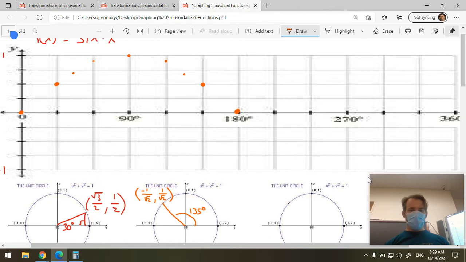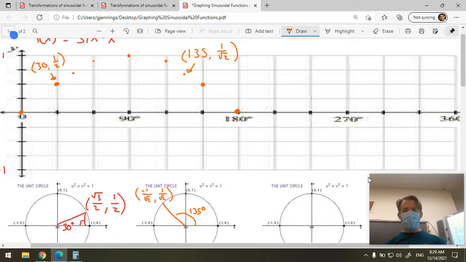You can even label this point here as in the x, it's 135, and in the y, it's 1 over root 2. So this is the point 135, 1 over root 2. That's that point right there. You could label this point as well if you wanted, 30 degrees and 1/2. So that's the point 30 and 1/2 right there. And then we can connect those to the unit circle.